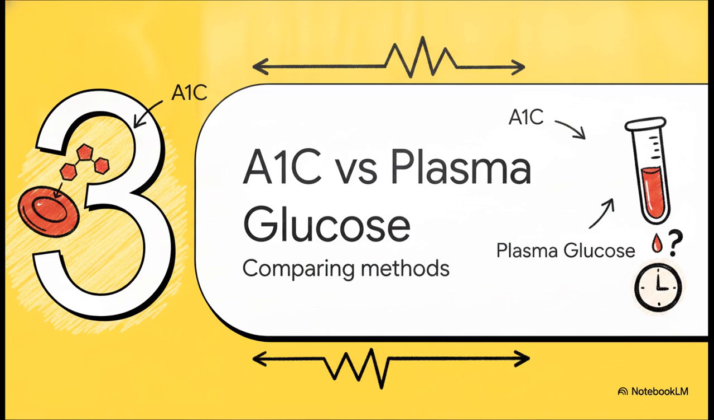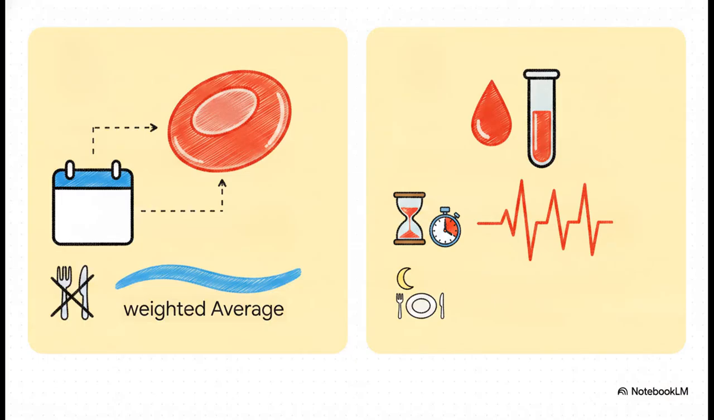Section 3. A1C versus plasma glucose. So, we just saw the 2 primary clinical avenues for diagnosis, testing A1C or testing plasma glucose, and they offer completely different ways of looking at the same problem. Think of A1C as your chronic perspective. It measures glucose bound to your red blood cells over their entire lifespan, which is about 120 days. So this gives doctors a weighted average of your blood sugar over the past 2 to 3 months.